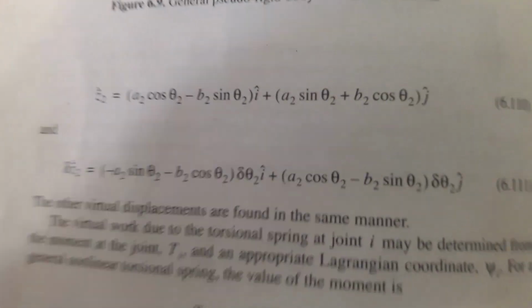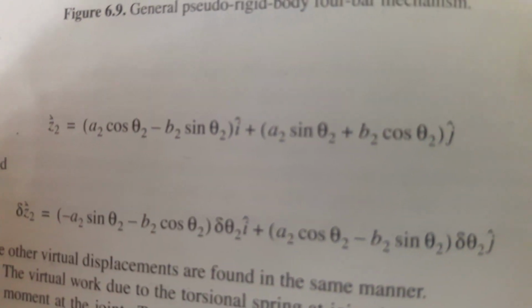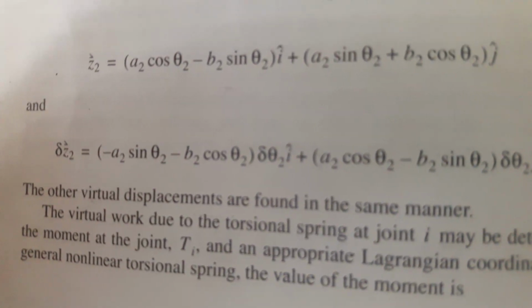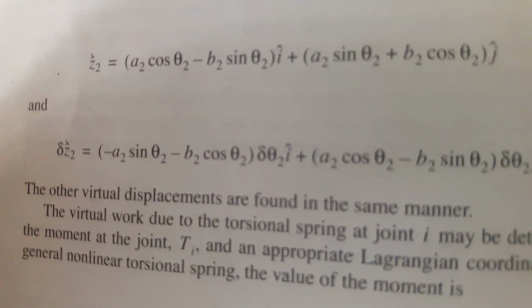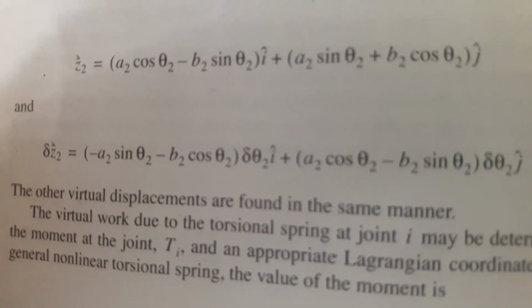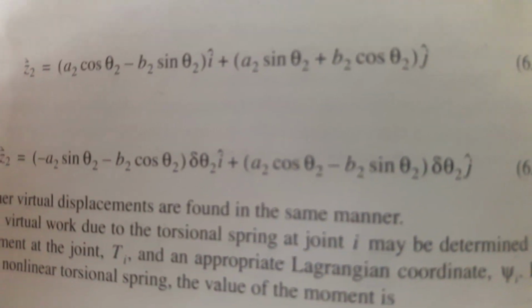Okay, so a couple equations he gives you here. Gives you the equation for example, Z2. That's the point where the force on link 2 is applied, and dZ2 would just be the infinitesimal displacement of that. So when you think of that as the mechanism moves, it's going to move a little bit in that particular direction.